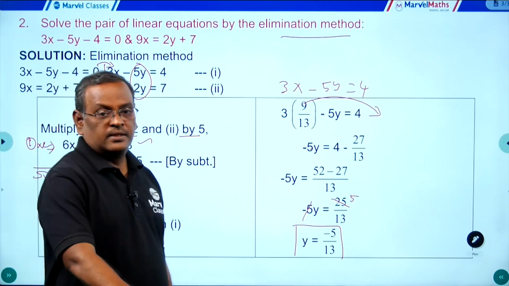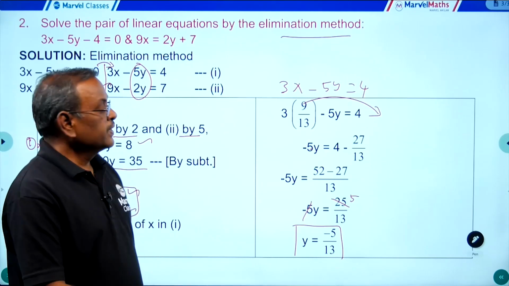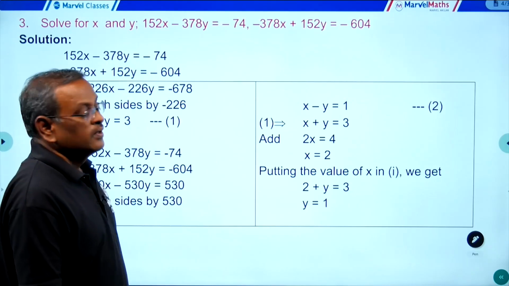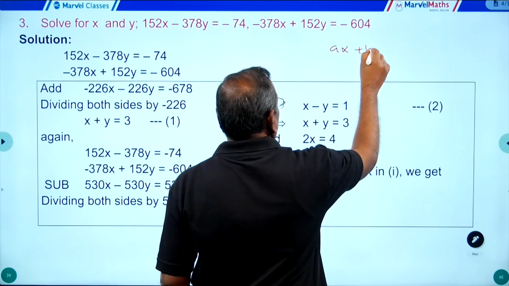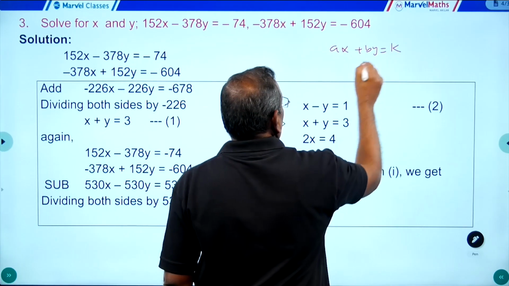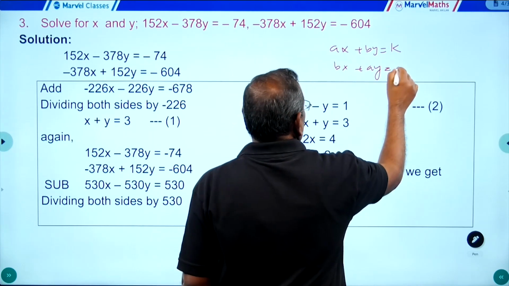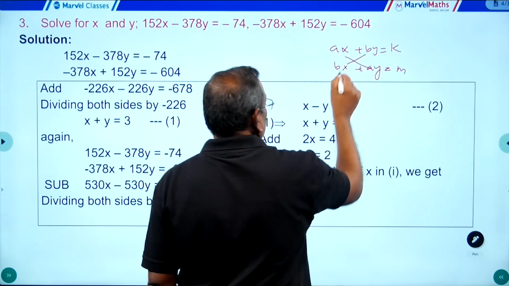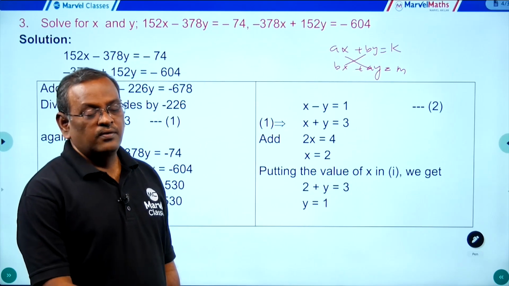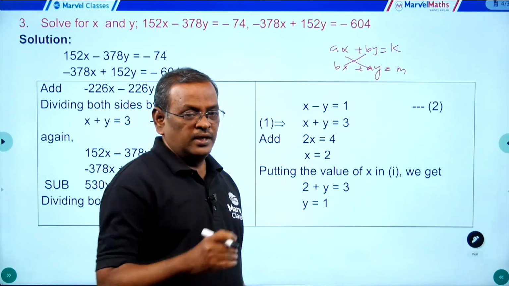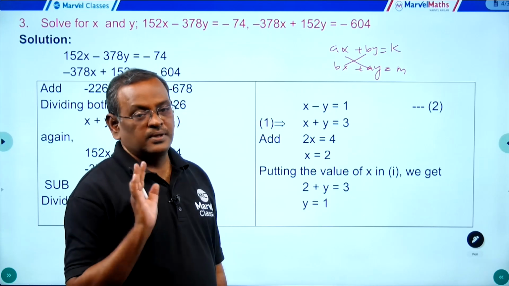So two different methods: one is the substitution method and this one is the elimination method. And the next sum, the special method. When can we apply the special method? Only when the problem is like this: ax plus by equal to some k and bx plus ay equal to some m. If the coefficients are interchanged with the same sign in the middle, you can apply the special method. What is the working rule for the special method? Add both the equations and divide by the common factor, subtract both the equations and divide by the common factor.